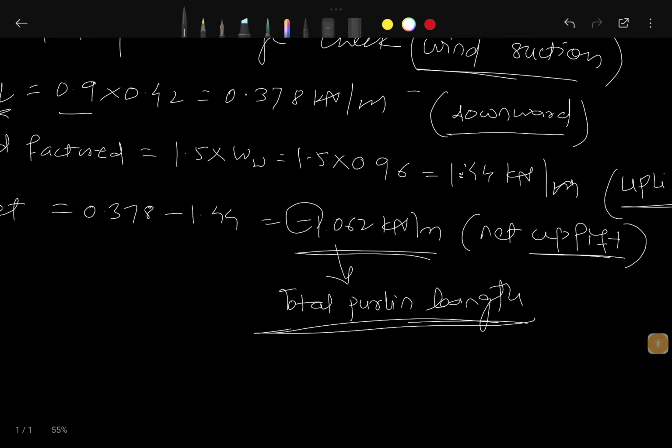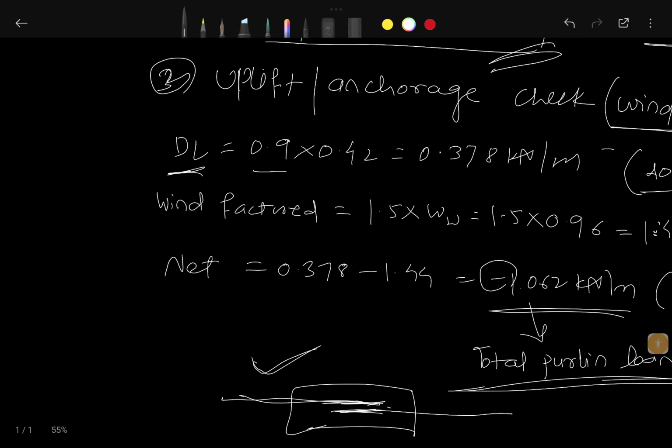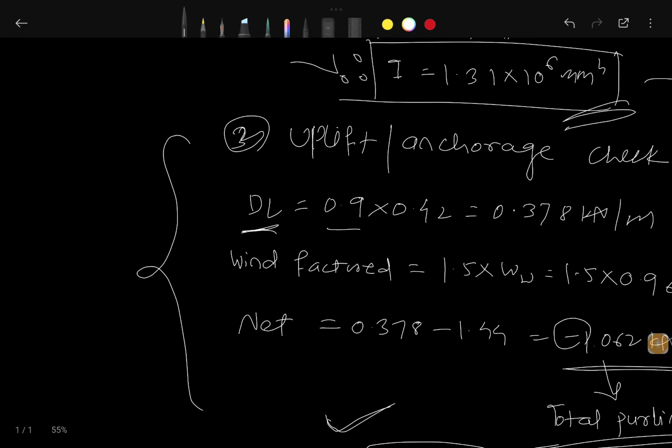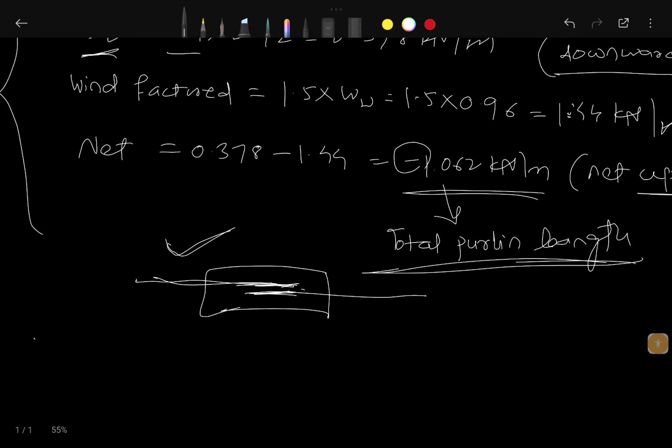Also check the stability of the purlin lap. We use lapping in purlin also. So we also check this purlin lap stability, clip, purlin end fixing. Use IS 875 wind pressure calculated. This uplift is very important for purlin design.